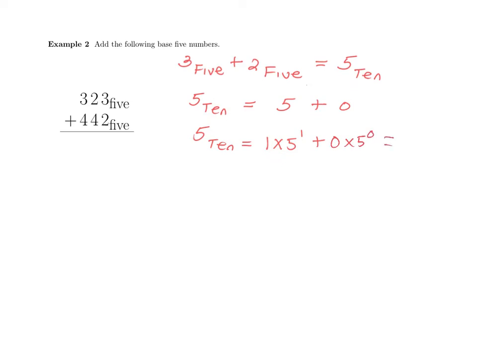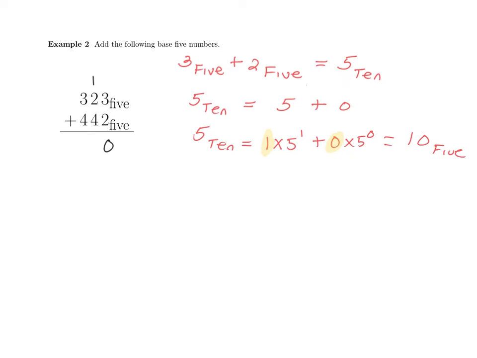So 5 base 10 is equivalent to 1, 0, base 5. And that 1 and that 0 come from this 1 and this 0. That's what we put down here. I put down the 0, but I carry the 1 over to the 5's place. So this becomes 0, and I carry the 1.